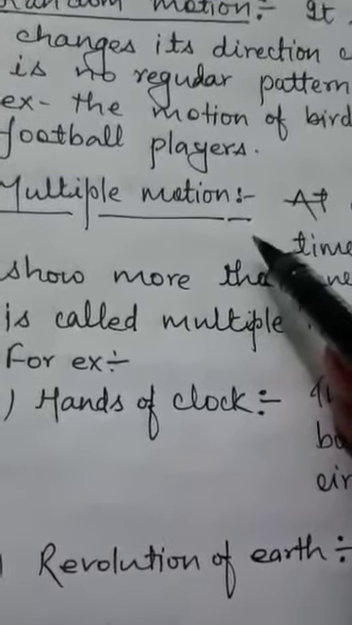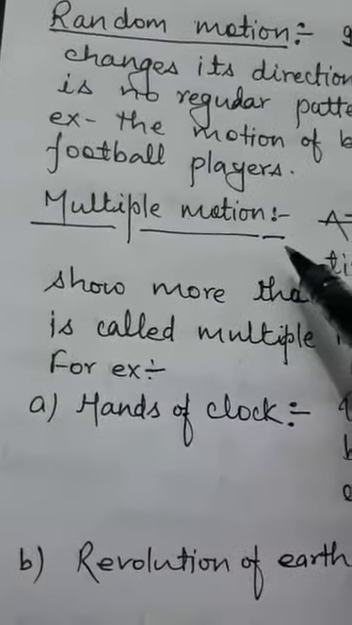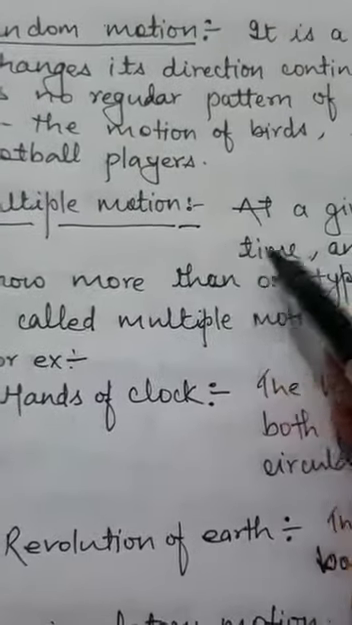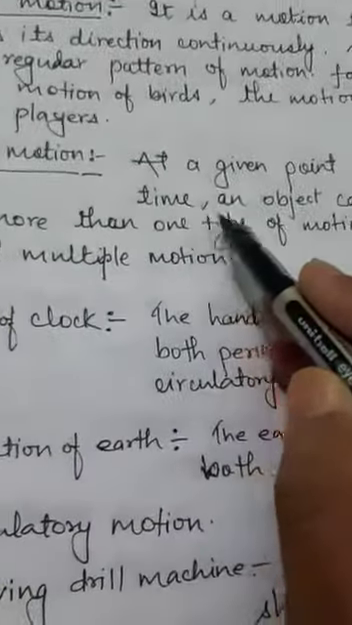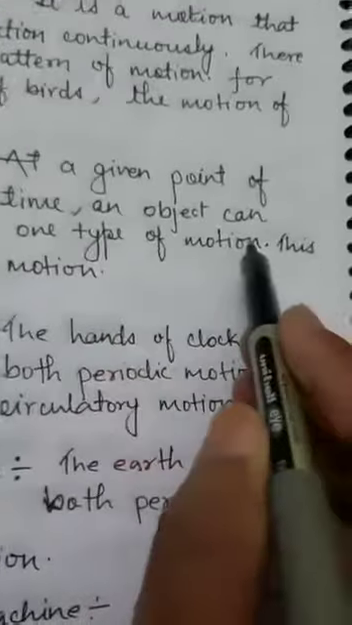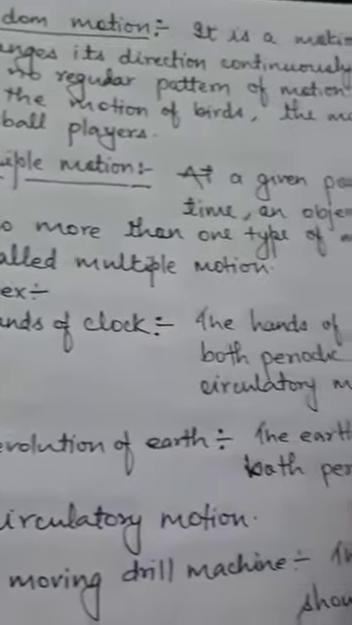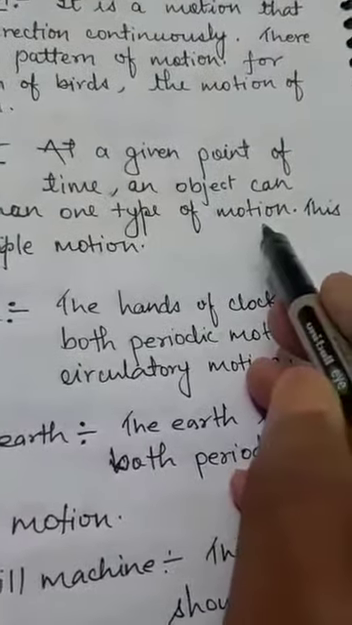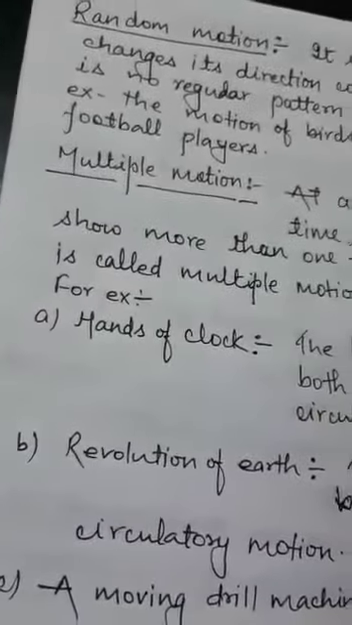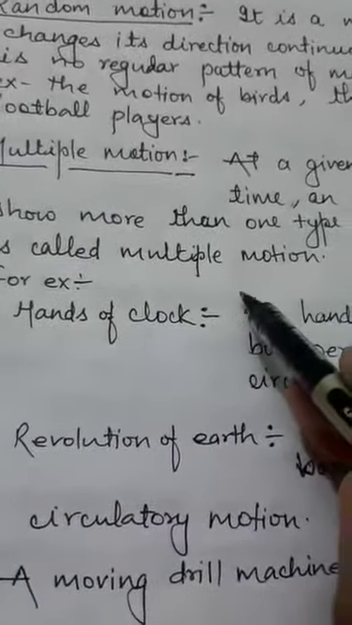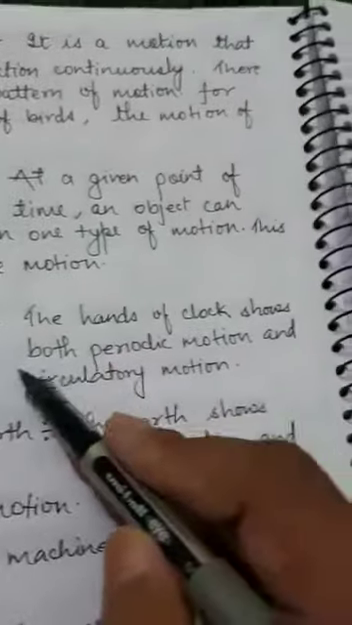Next motion is multiple motion. This is the last type of motion. At a given point of time, an object can show more than one type of motion. This is called multiple motion.